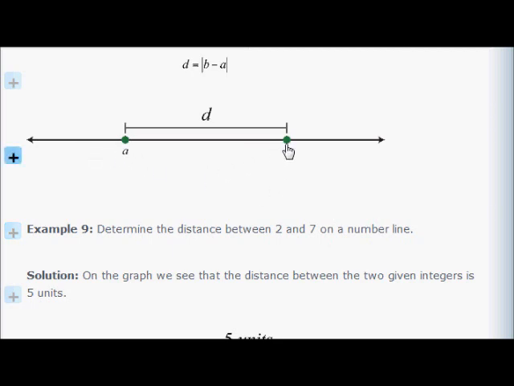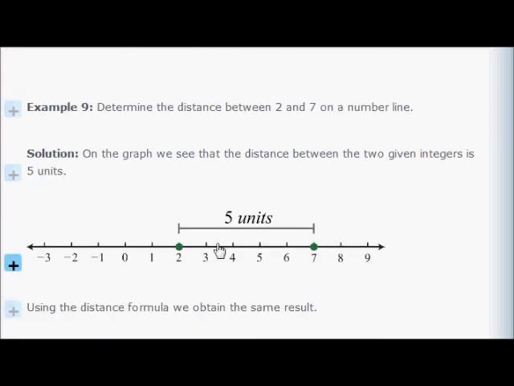So what does this mean? D is just distance. What's the distance between 2 and 7 on a number line? Well, if we have 2 here and we have 7 there, we know that 7 is more positive than 2. 7 is to the right of 2, right? So we can imagine 7 being here. B is 7, A is 2, okay? And if we look at a graph, we can see that to get from 2 to 7, you have to hop 5 units, 1, 2, 3, 4, 5. Or if you're going the other way, you have to hop 5 units too. 1, 2, 3, 4, 5.